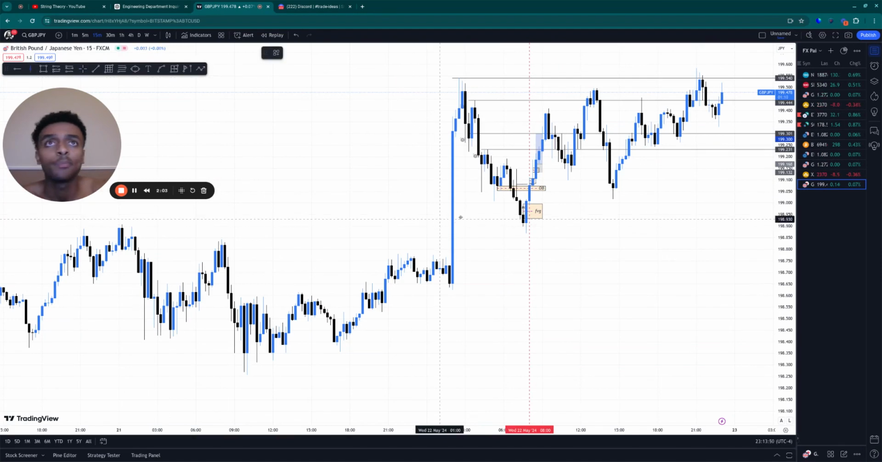Because here, this is London session, and London session actually creates an internal break of structure here on the 15-minute. As you can tell, this high right here is higher than the previous low made by this previous bearish candle. So what can we tell? This was the order block that caused that move. However, it's already been mitigated, but we nevertheless mark it out.